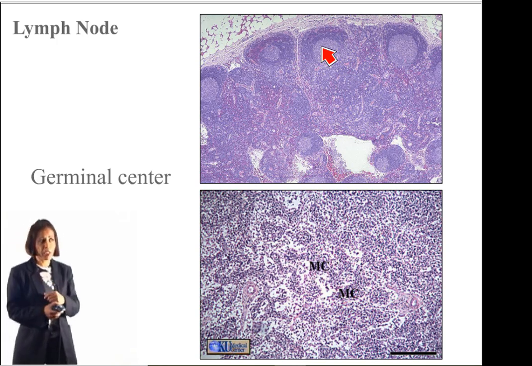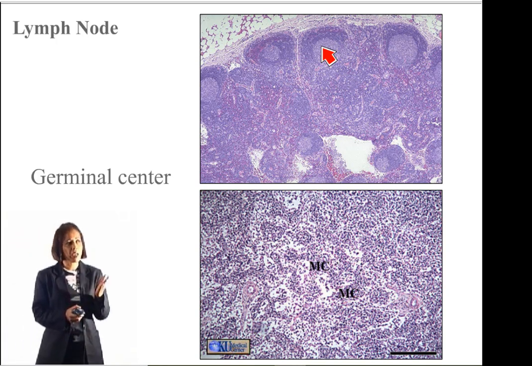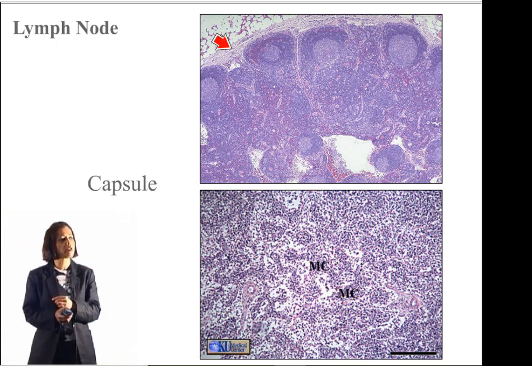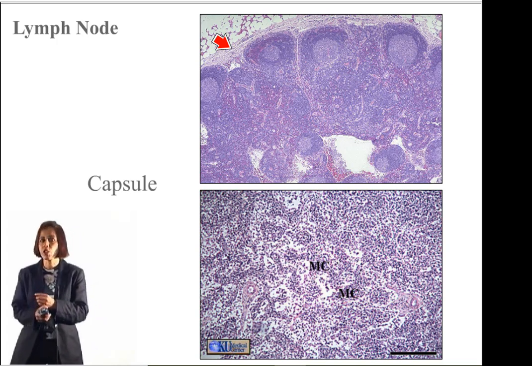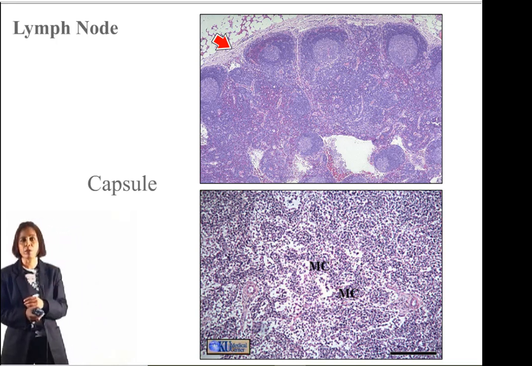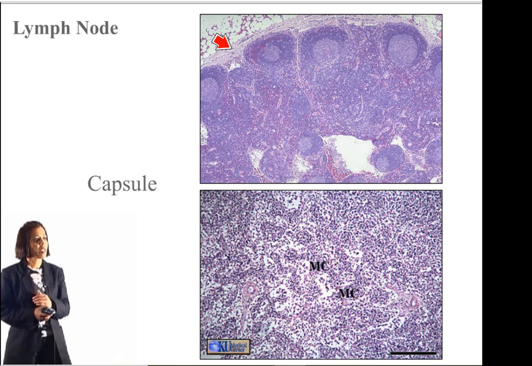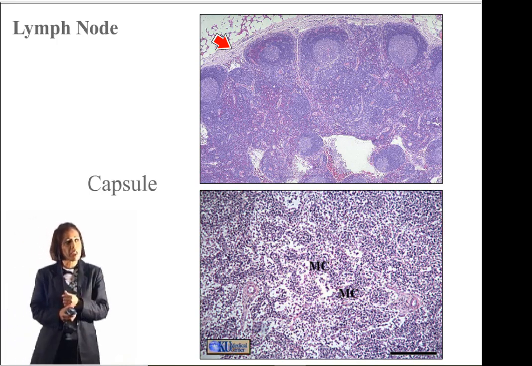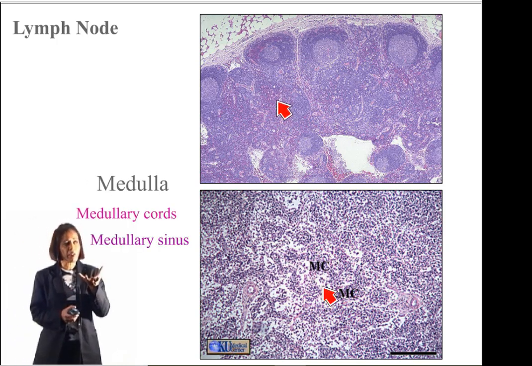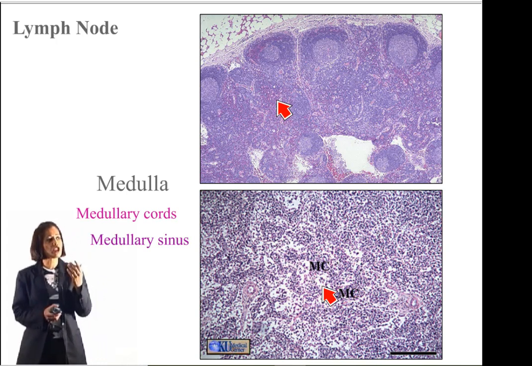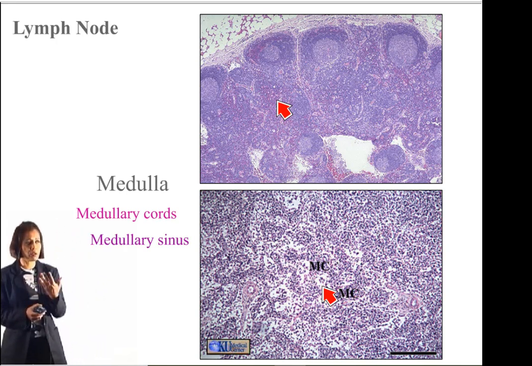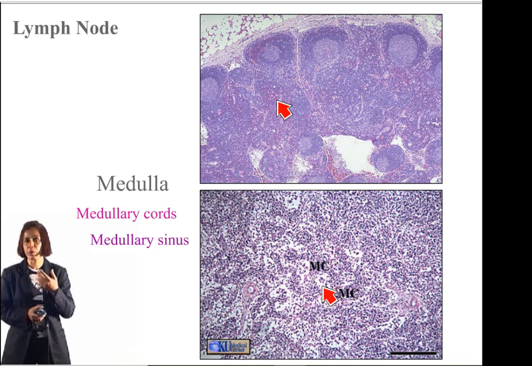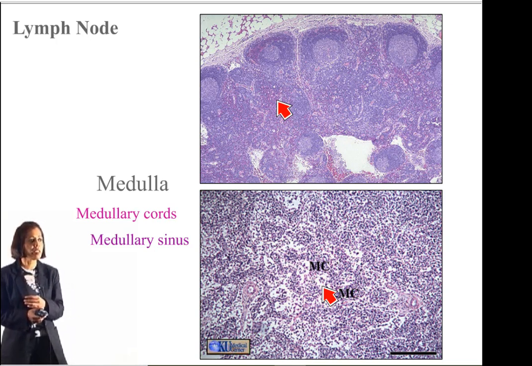In the top picture, you also notice an area which is the capsule, where the arrow is pointing, and that is made of connective tissue because all lymph nodes have a capsule surrounding them. In the lower image, you see a very distinct medulla, and in the top too you see a medullary zone, though it's not as distinct as in the lower image because the lower image has been magnified.